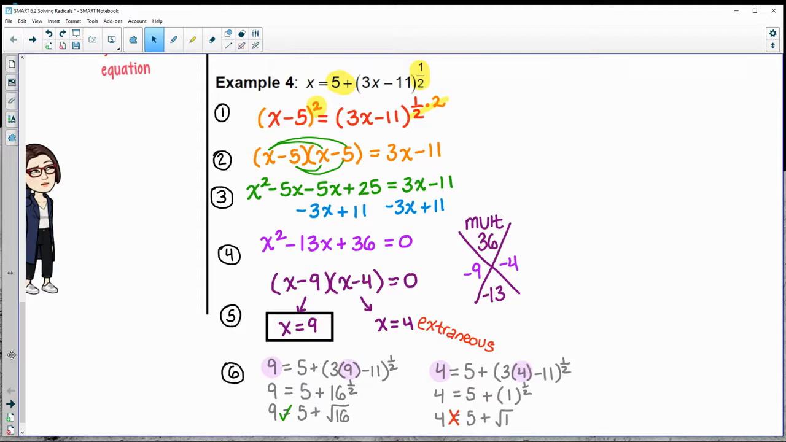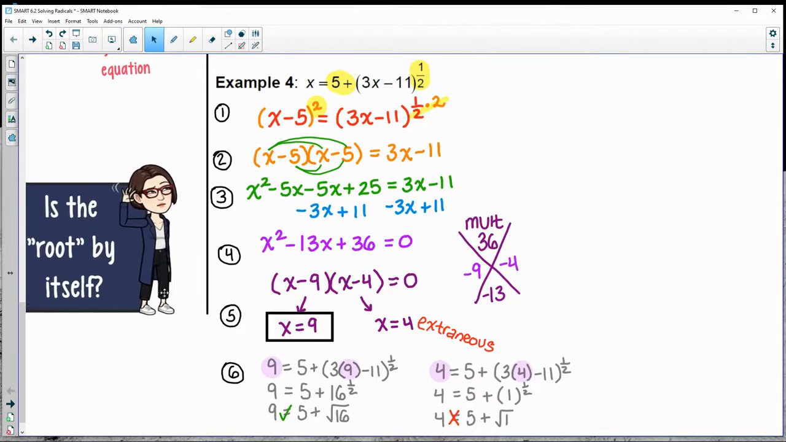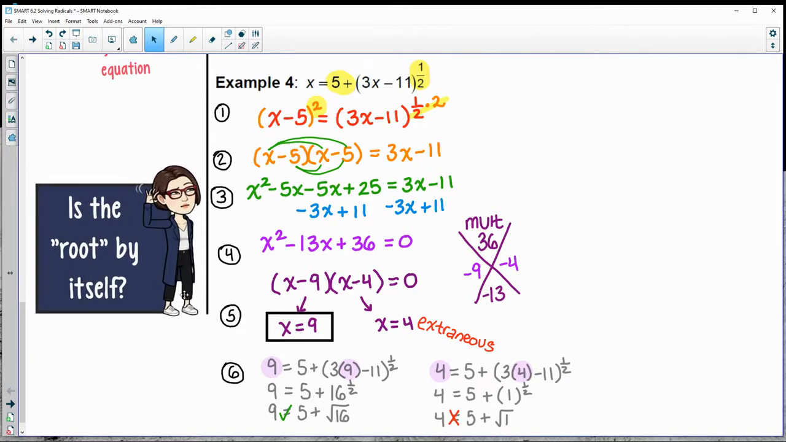So something that you probably want to ask yourself when you see these kinds of questions is whether the root is by itself. So on this one, we had that extra 5 and we moved it over. So that's a good kind of rule of thumb, is ask yourself if the root is all by itself. And once it is, then we can try to square both sides.